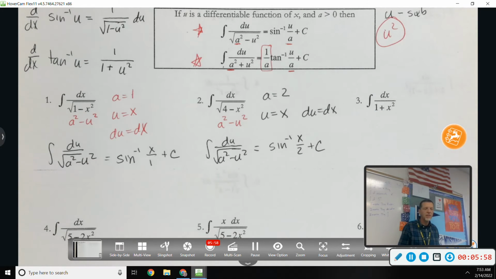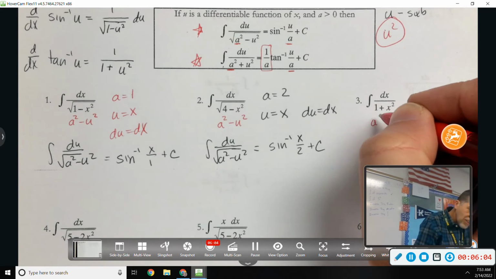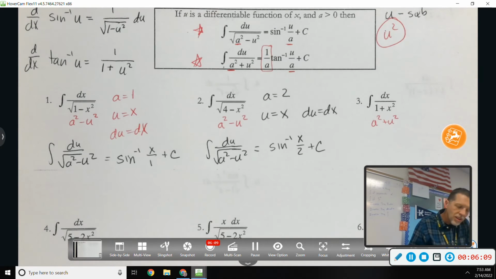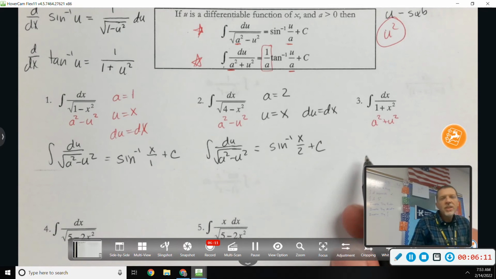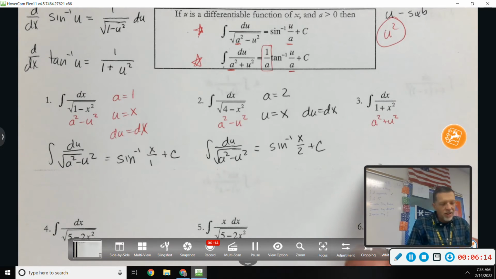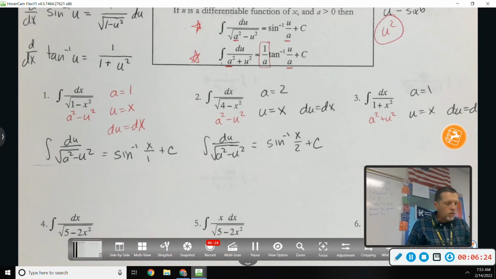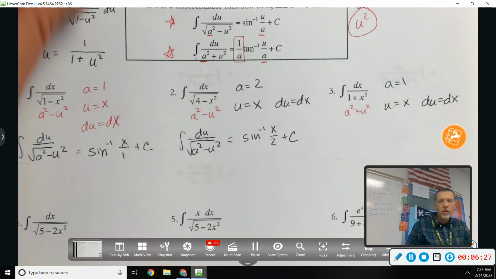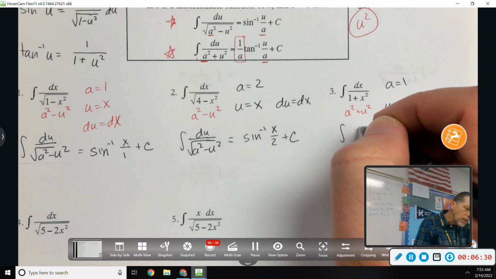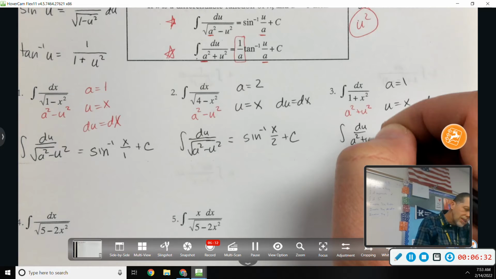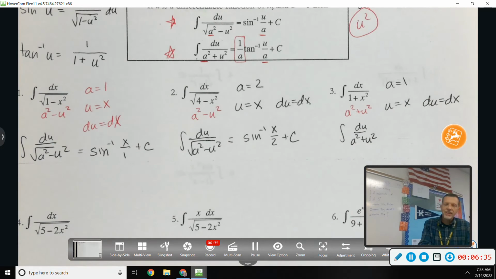What's number 3 look like? Inverse tangent. So a squared plus u squared. Now some of these, if it's really obvious who u and a are, kind of like with u substitution, sometimes people don't write out everything. But since we're still just kind of learning, I'll write it out. But this would be one where you could definitely get by without showing the work. So sure enough, we made it match exactly that inverse tangent rule.